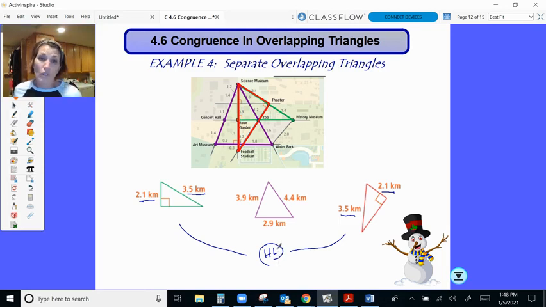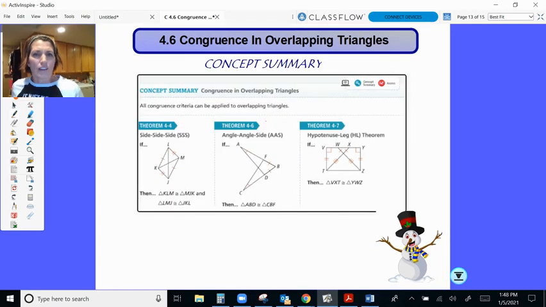If we wanted to know how long, then we would do the Pythagorean theorem. All right, so that's kind of it. Here's our summary of our theorems: side, side, side, angle, angle, side, HL theorem, and so forth. And so we just talk about all of our different theorems.